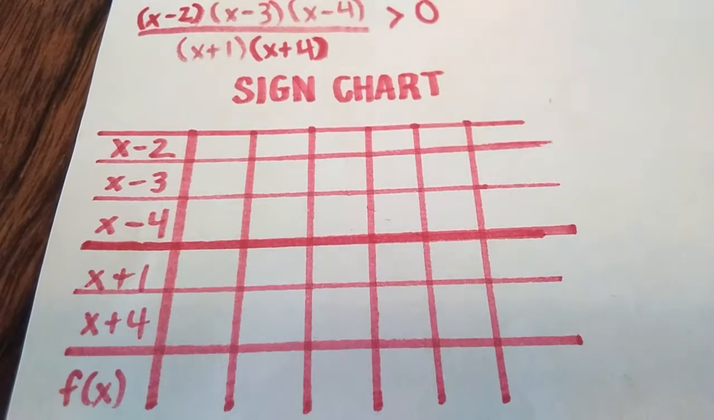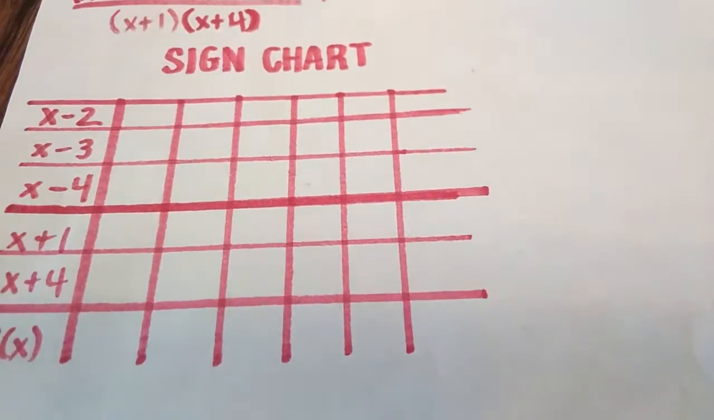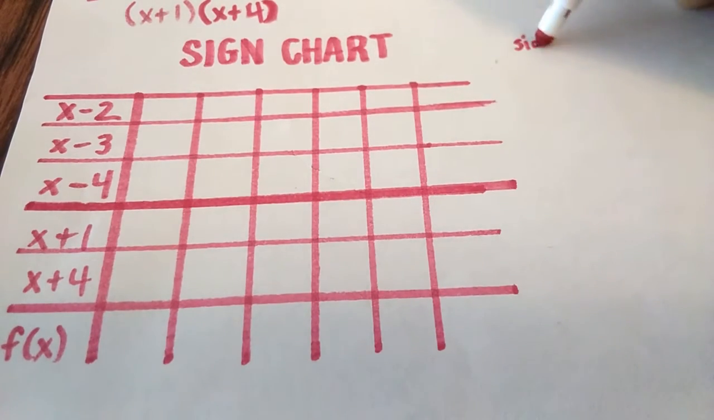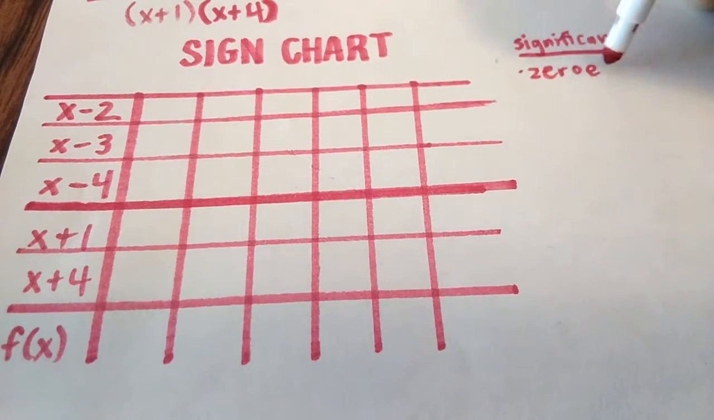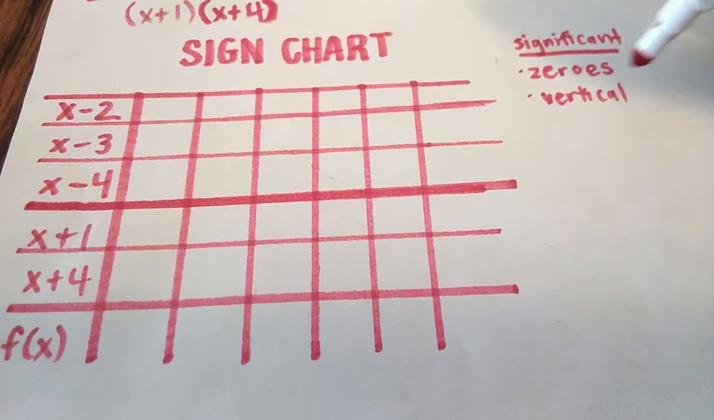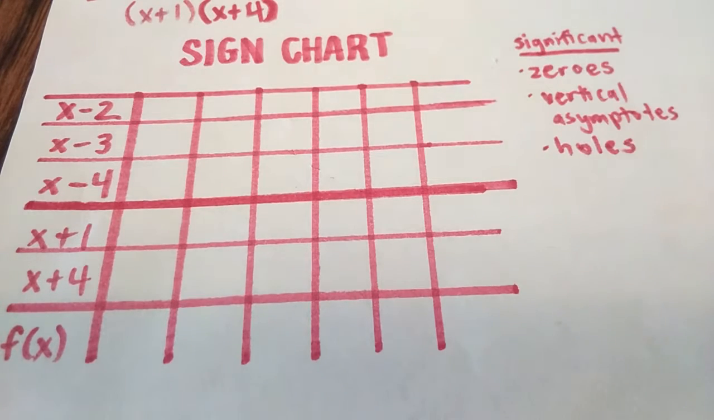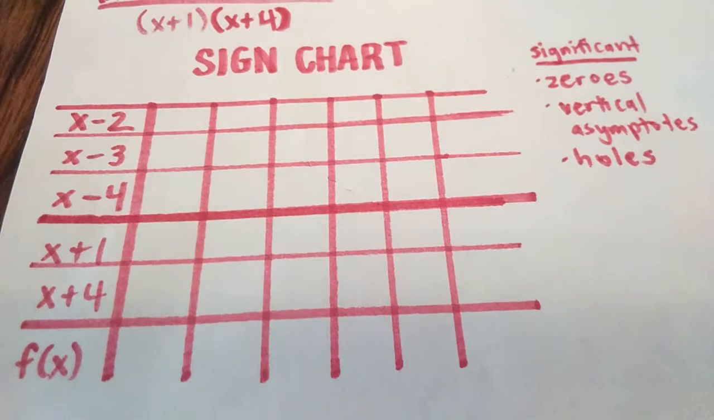The last but most important part is to make a sign chart. It's a great way to figure out the signs of the intervals before and after each significant point of the function: the zeros, the vertical asymptotes, and the holes. On the left column of the chart, we list all of the factors on the numerator, then all of the factors on the denominator, then f of x, which is the whole function.